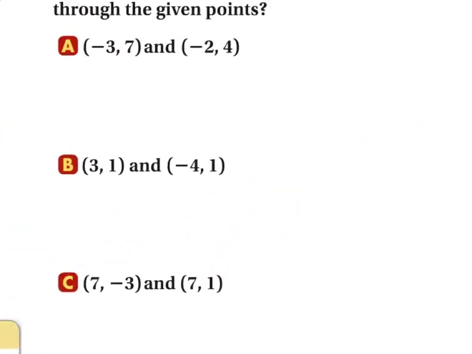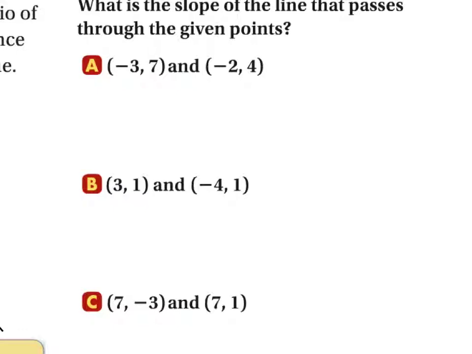Right next to this we have a couple of examples. We'll do letter A together. So we want to find the slope of the line that passes through these given points. So the first thing I'm going to do is write down my formula. My slope equals y sub 2 minus y sub 1 over x sub 2 minus x sub 1.